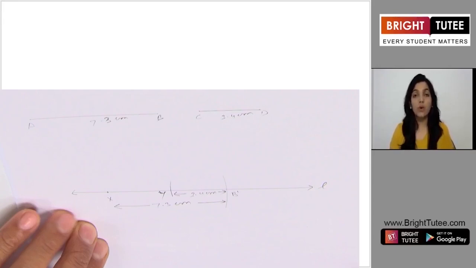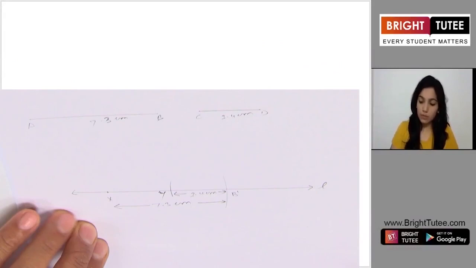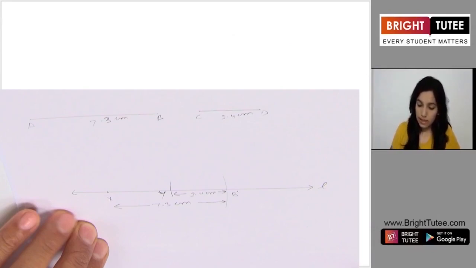Right? Now, you open the compass to the measure. How much is it? It is 3.4 centimeters. That is the length of CD. And you keep this pointer at B dash and then you mark a point here, anywhere in between X and B dash. Let's name it as Y. So this complete length was equal to the length of AB, that is 7.3.